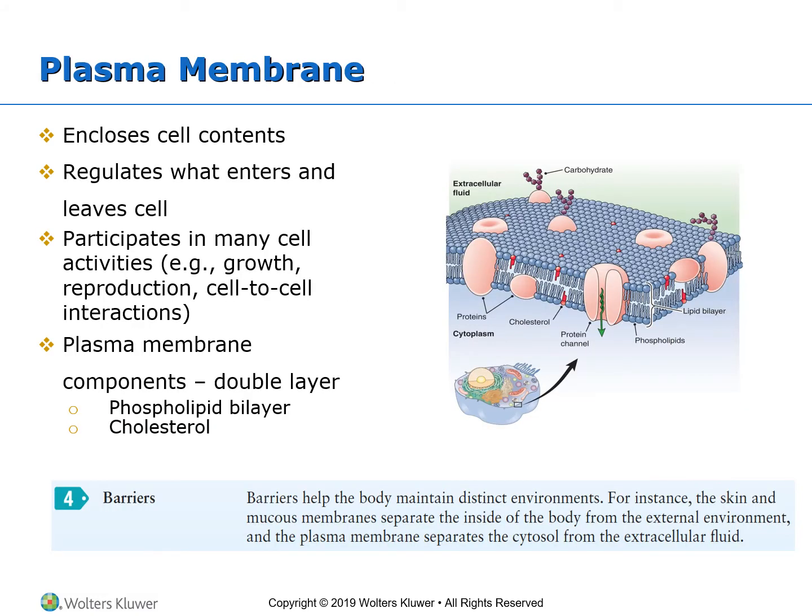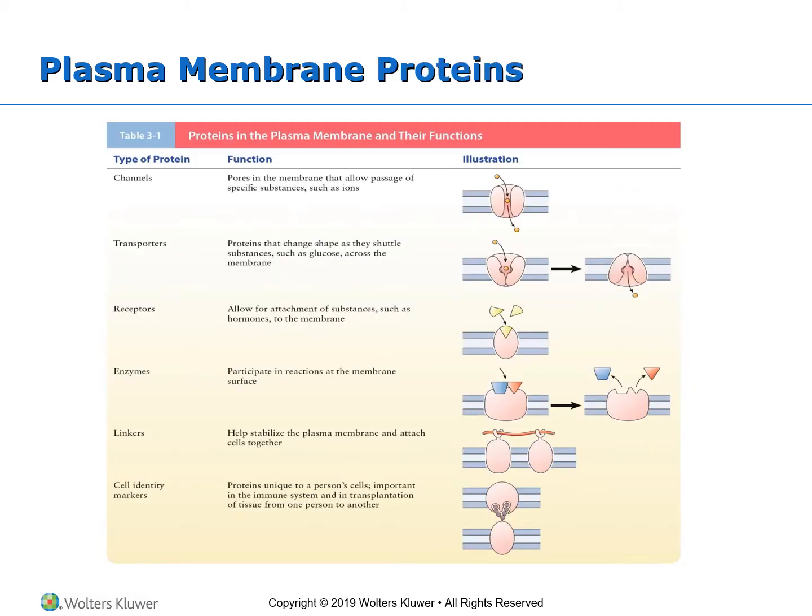This is a summary again of the structure of the plasma membrane, and you can see here the bilayer structure with the cholesterol molecules spread throughout, giving strength and flexibility, and different types of proteins that function as channels or transporters or receptors. This table summarizes different types of plasma proteins. You have here the channels, the transporters, the receptors, enzymes, linkers, and cell identity markers.